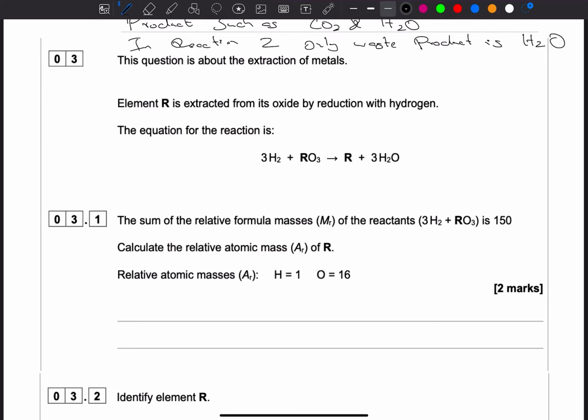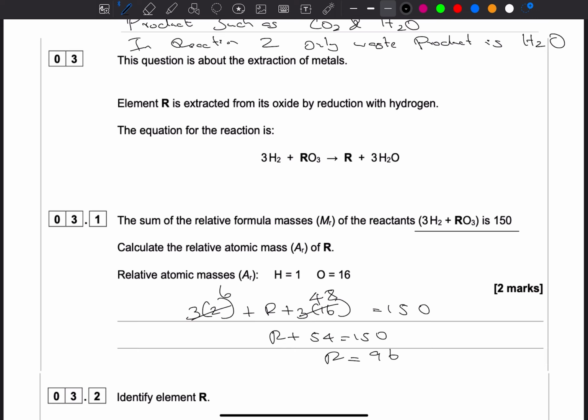Calculate the relative formula mass of R. Okay, they told you this. The total relative formula mass of that is that. Okay, let's see. So 3H2O, that makes it 3 times 2, hydrogen means 2. R is you don't know. Plus 3 oxygen. 3 times oxygen is 16. That should give you 150 apparently. That's 6. That's 48. R plus 54 equals 150. Take it away. 96. So that's the R.